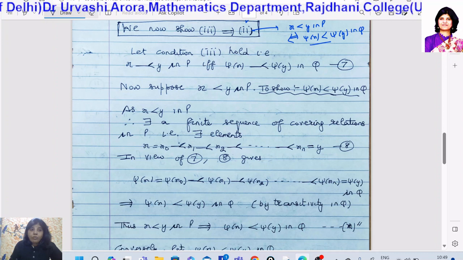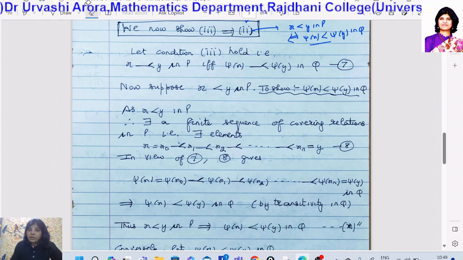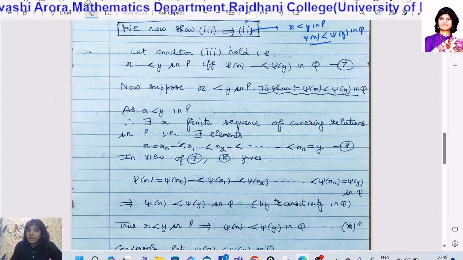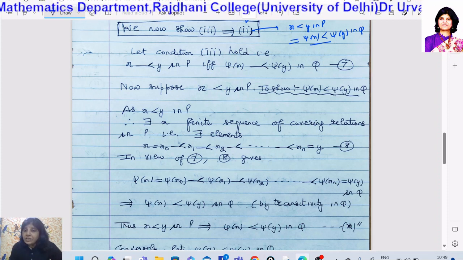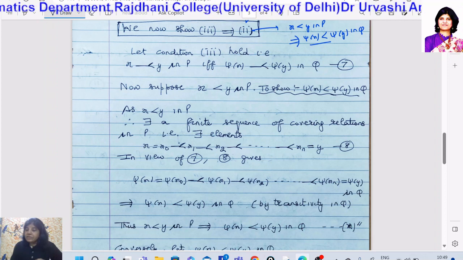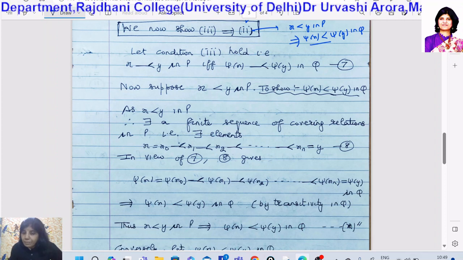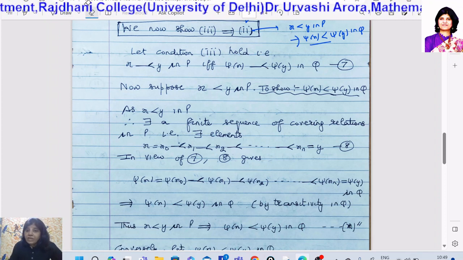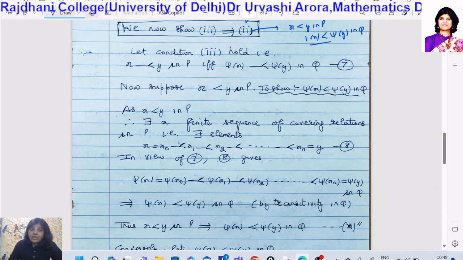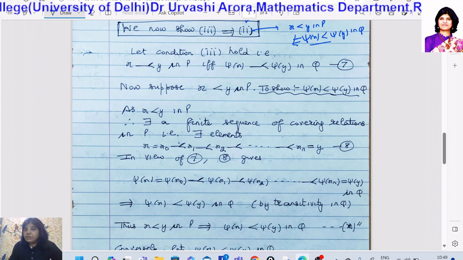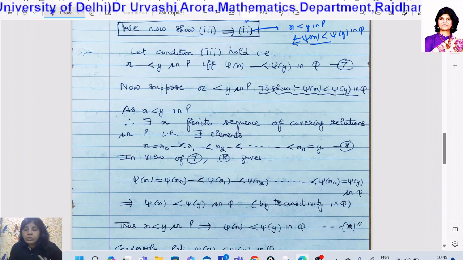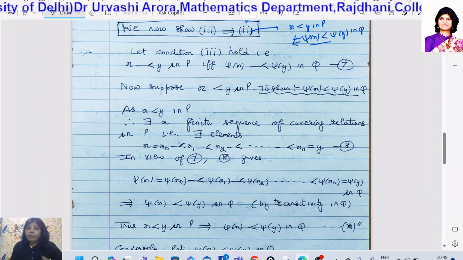So let me prove. There are actually two parts to this particular subpart. First of all, you have to show that if the elements are strictly related, then their images are strictly related. This is one part you have to show. And the second part that you have to show is that if the images are strictly related, then the elements should be strictly related. So there are two parts that you have to prove in this particular part.